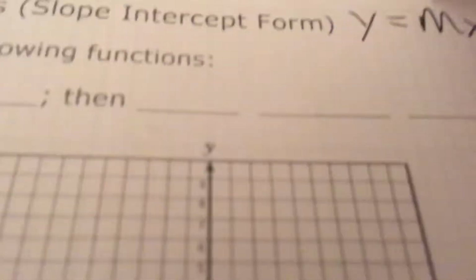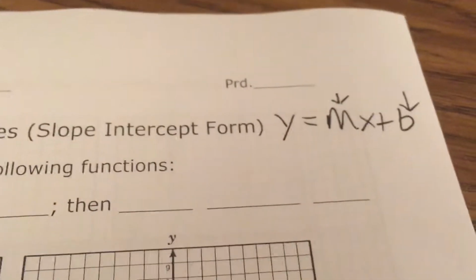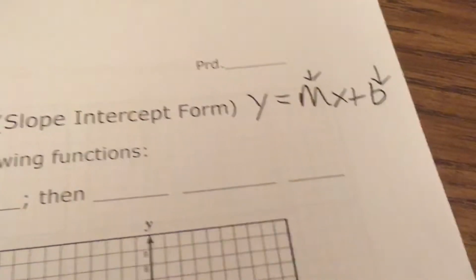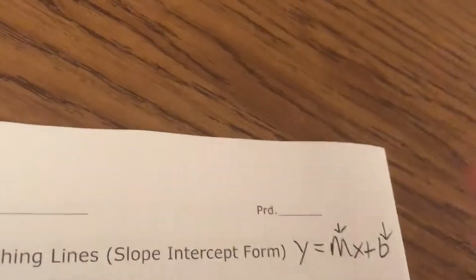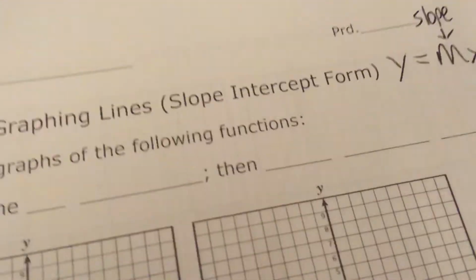Tell somebody next to you, what does the m represent? And what does the b represent? And then label them. So I know y'all are brilliant. So you just said that m represents slope and b represents y-intercept. Okay. There we go. It's going to help you today.